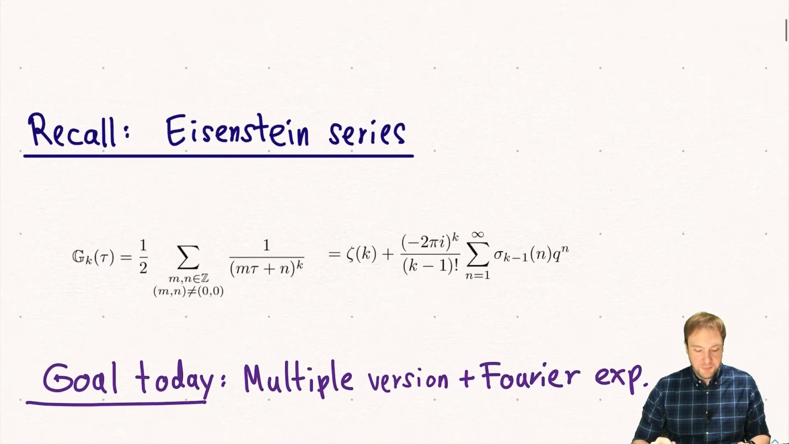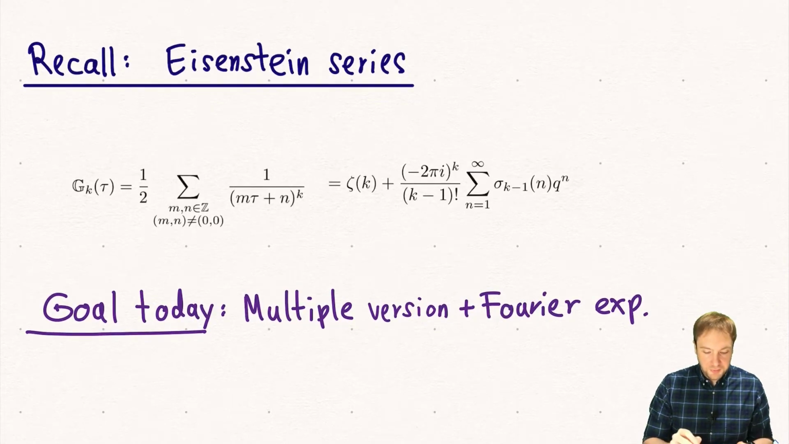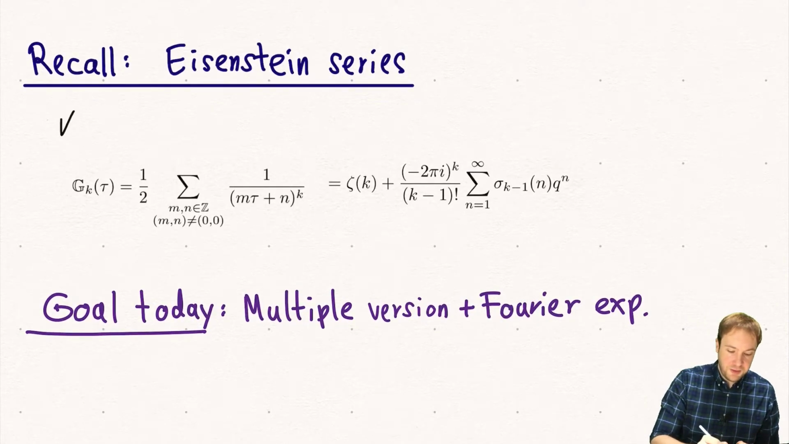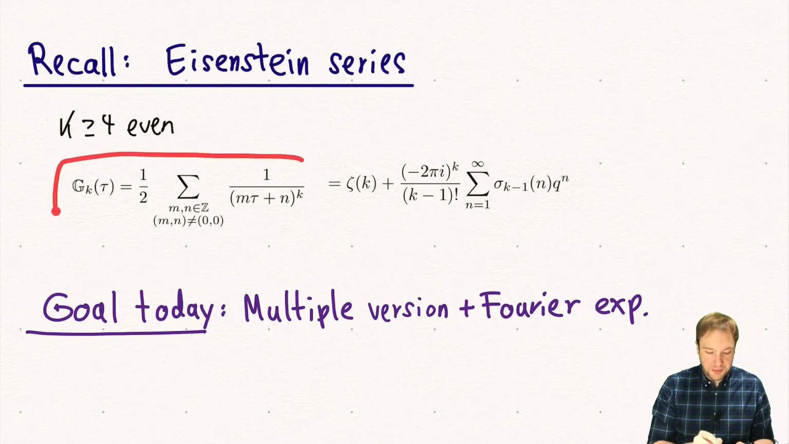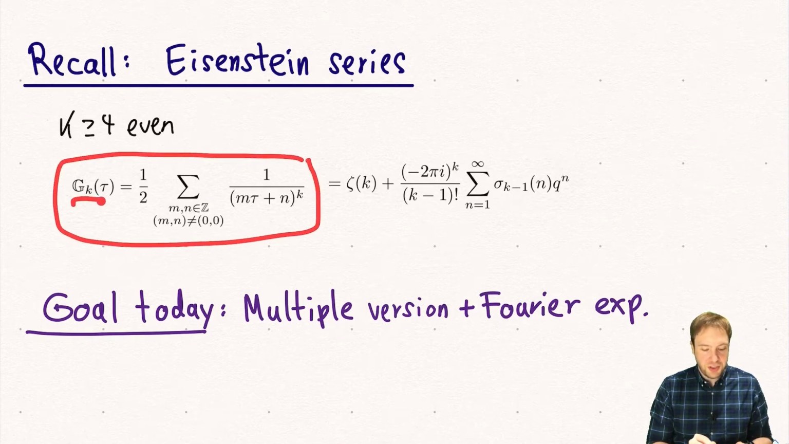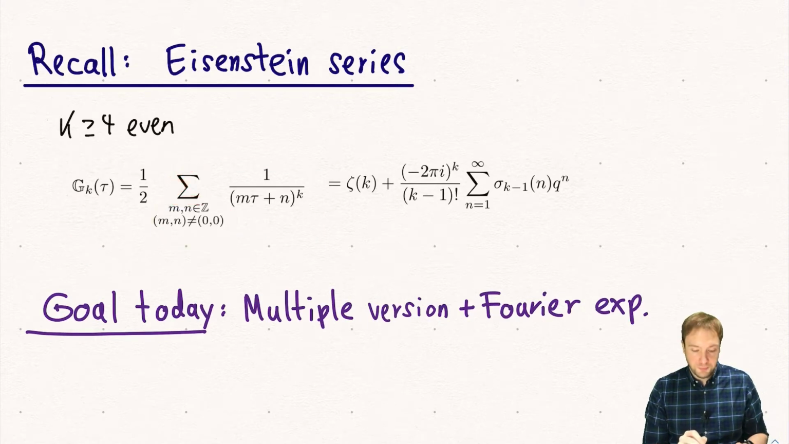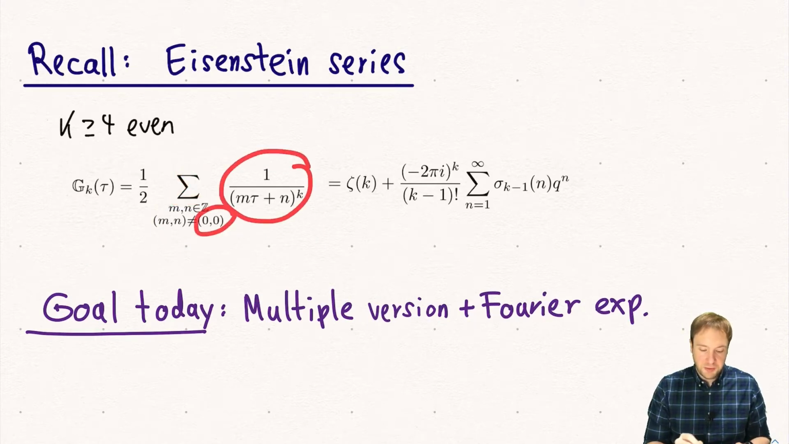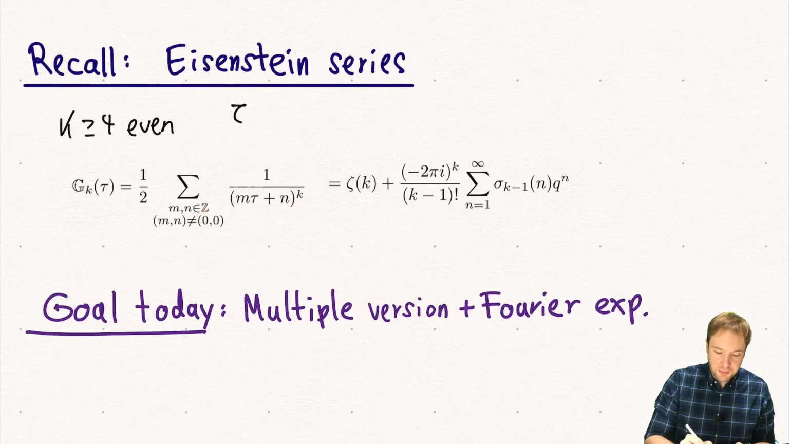But first, recall the classical Eisenstein series. These we defined for even k, greater or equal to 4. We denoted it by g_k, and this was 1/2 of this sum here, where we sum over all lattice points which are non-zero, and we sum up this term 1 over (m tau plus n) to the k. And tau here was an element in the upper half plane.